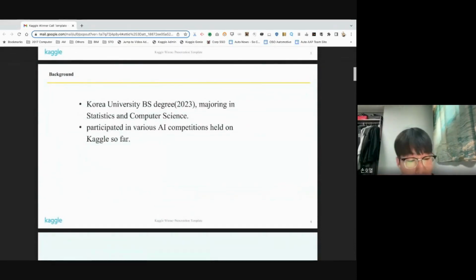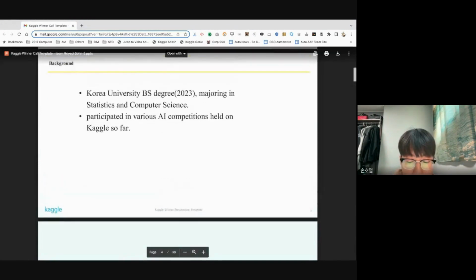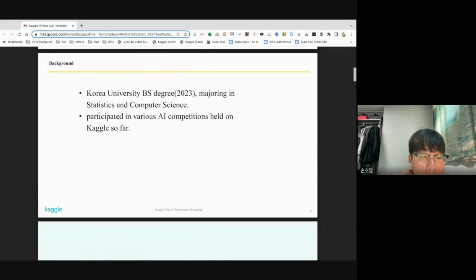And I got my start through Kaggle competitions. Since then, I have participated in numerous competitions on Kaggle, and I'm very lucky to have achieved first place in this competition. This competition was particularly meaningful for me as I have an interest in developing real-time applications utilizing AI.